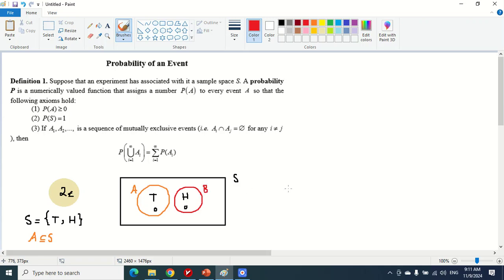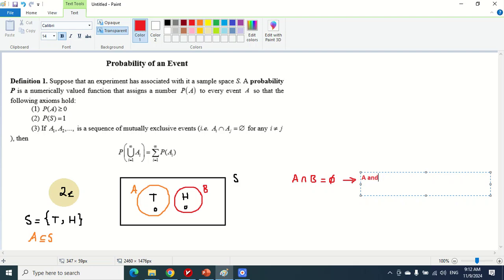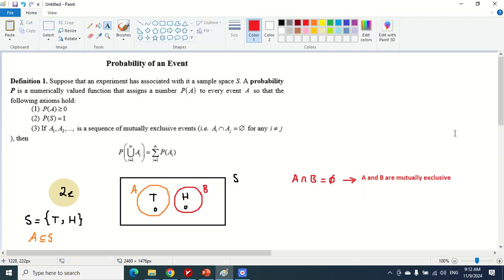Right now I can see that A has no intersection with B, meaning that the intersection of A and B is equal to the empty set. There is no intersection between A and B. With that condition, A and B are mutually exclusive. So I can say that A and B, as two events, are mutually exclusive, or disjoint, or there is no intersection between them.